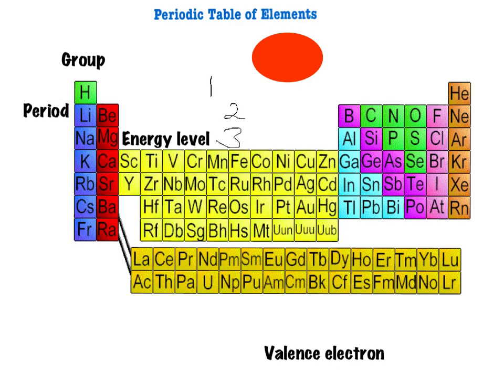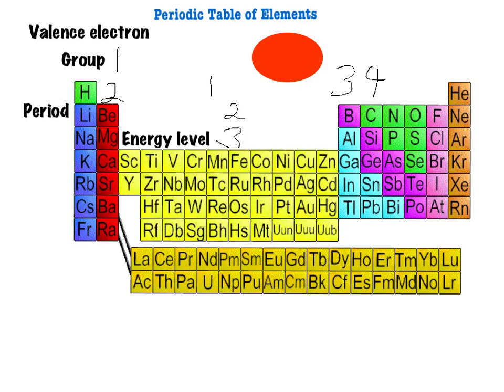The next thing I want to talk about is valence electrons. Valence electrons relate to groups. So elements that are in group 1 will have 1 valence electron. Elements in group 2 will have 2 valence electrons, as well as 3, 4, 5, 6, 7, and 8.